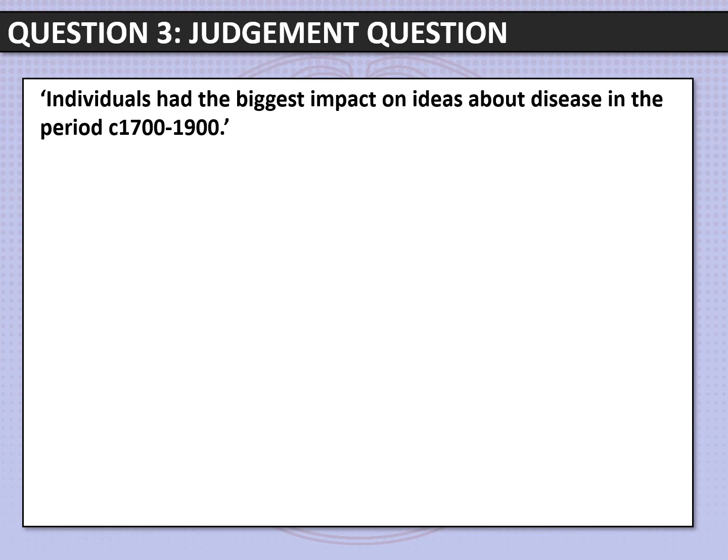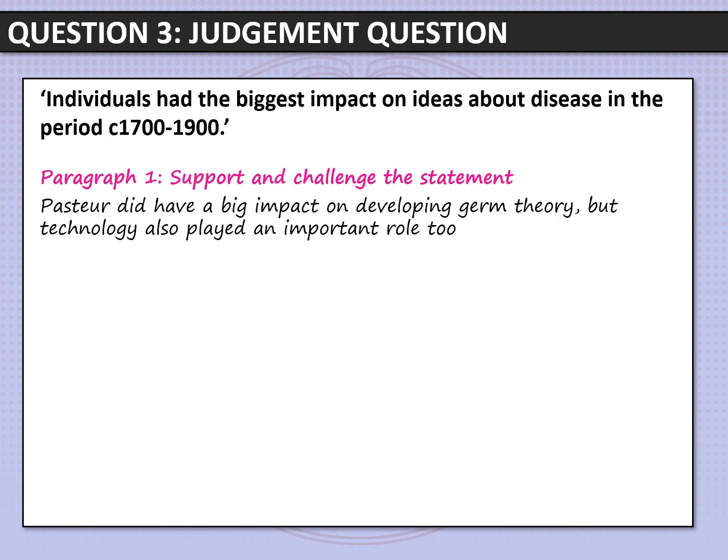And I'm going to show you the paragraph plan for my main paragraphs. In my first main paragraph, I'm going to both support and challenge the statement. So I'm going to write about an individual, Pasteur, who had a big impact on ideas about disease. He developed the germ theory. However, another factor played a key role here too, and that was technology.